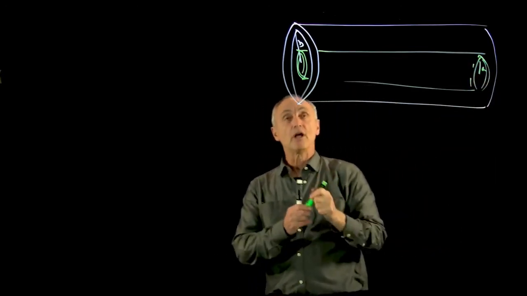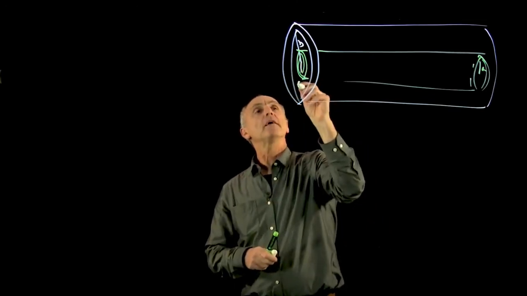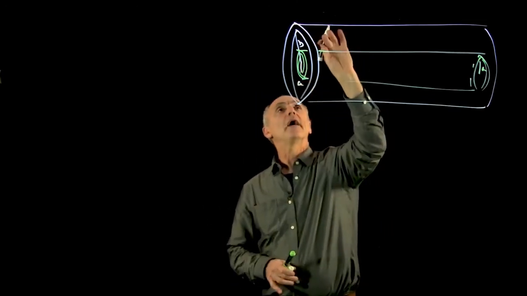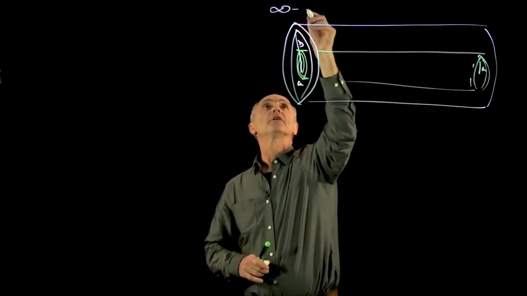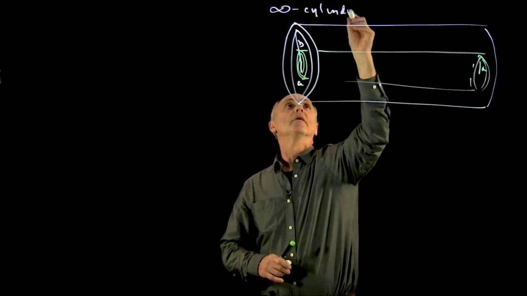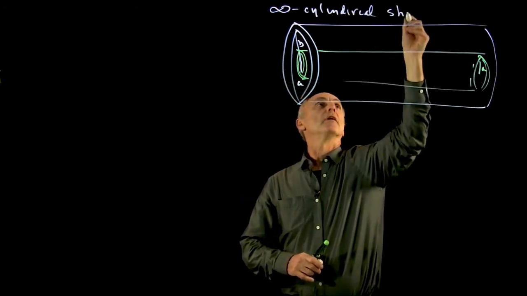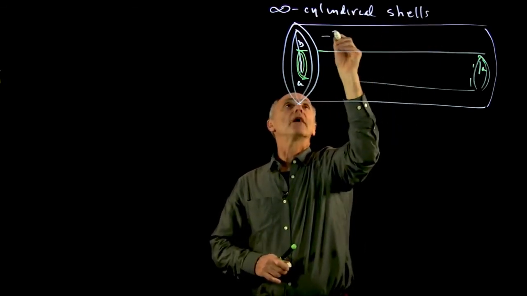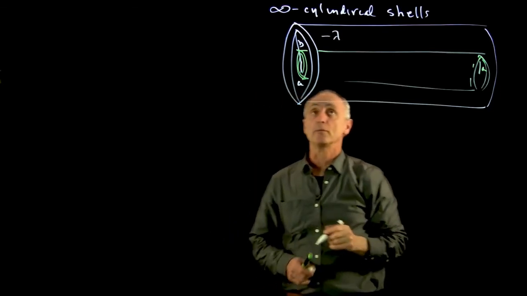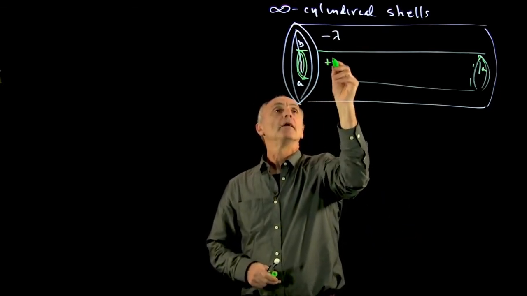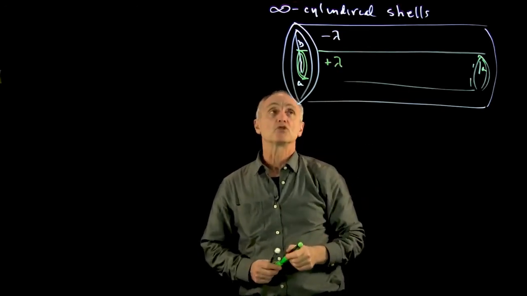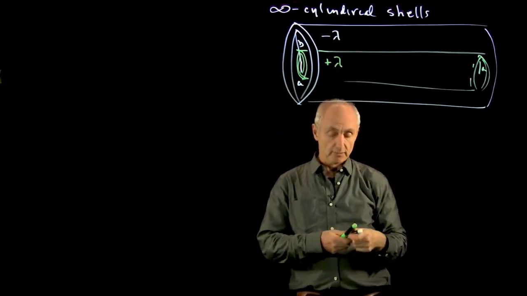And on both of these shells, these are going to be infinite cylindrical shells. On the outer shell, its charge will be distributed uniformly with a minus lambda. And on the inner shell, charge will be distributed uniformly with a positive lambda.